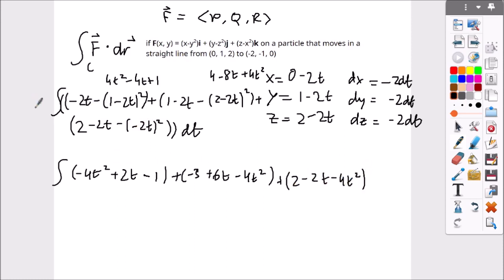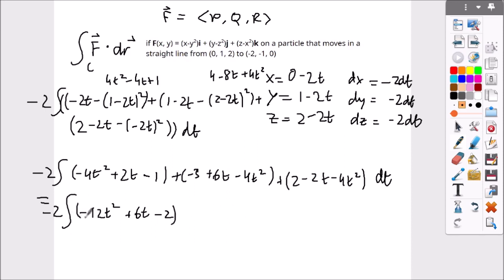And I forgot to do this, so I should have done it. But we have to multiply everything by minus 2, because that's our dt. So I can actually just put it outside. Minus 2 dt. All right, let's combine like terms. The integral of negative 4t, negative 4t, negative 4t, so that's negative 12t squared. Plus 2t plus 6t minus 2t is plus 6t. Minus 1 minus 3 plus 2 is minus 2, dt.